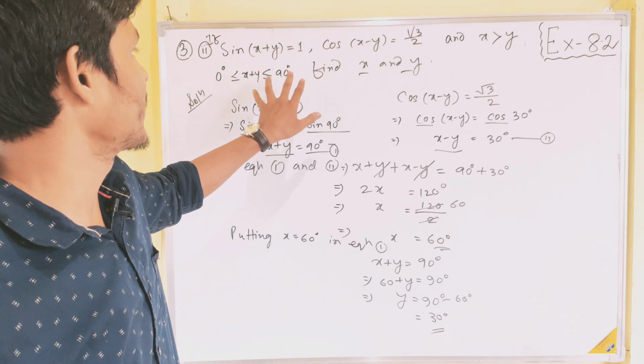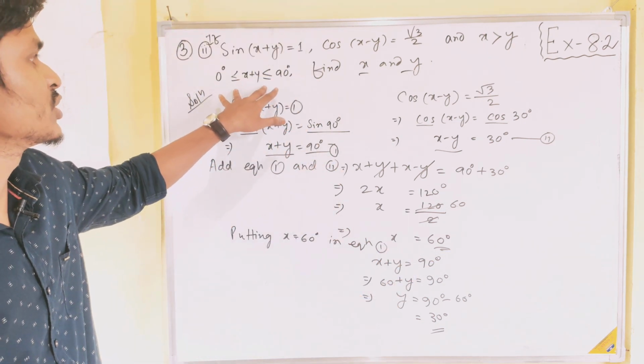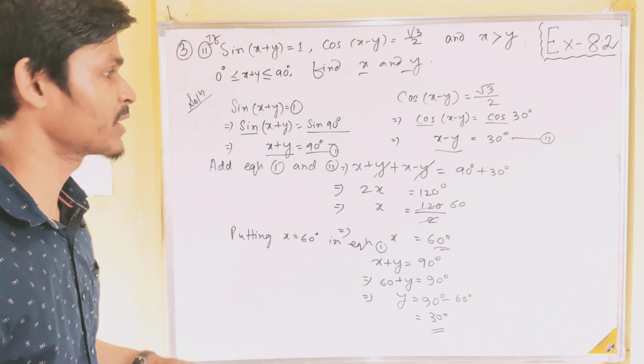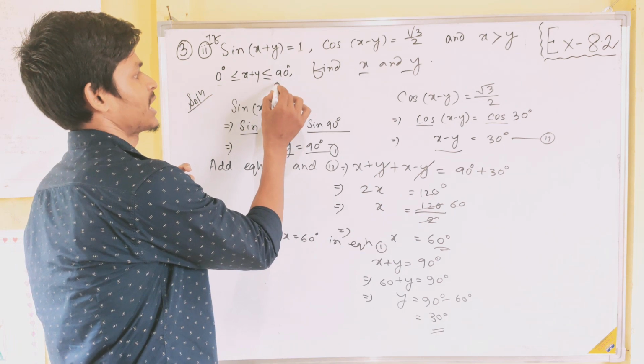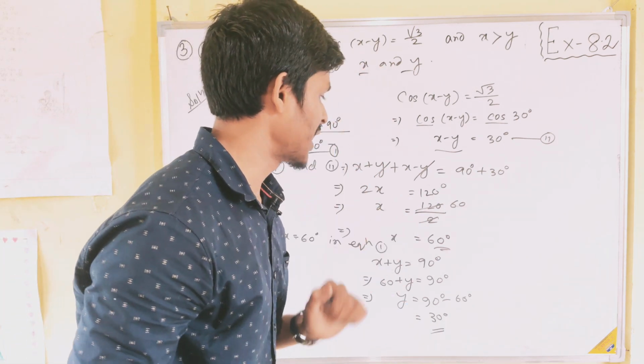So the value of x is 60 and y is 30. If I add these two, x plus y, you get 90. The condition given is 0 degree less than or equal to x plus y, that means the value of x plus y must be from 0 to 90. So you get 90, the condition is also satisfied and you get the values of x and y.